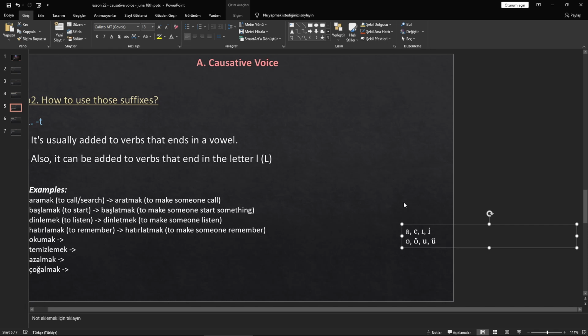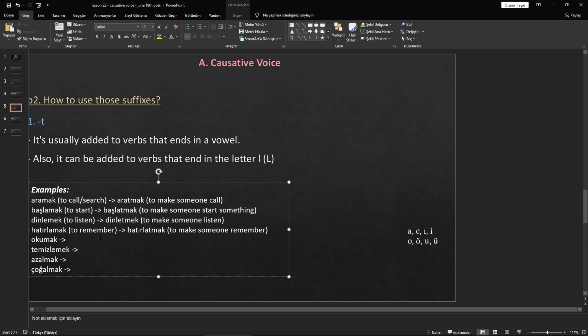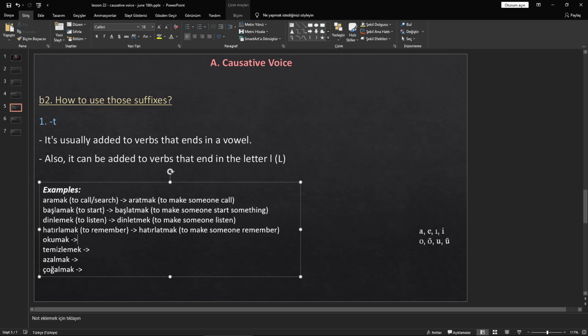So let's continue our verbs. Okumak, to read, and then you say okutmak. Yes, Sami, good job. To make someone read. Temizlemek. How would you say it? Temizlemek means to clean, by the way, and that was in the examples, I think. To clean. Yes, Sami and Vio, these are correct. Temizletmek.